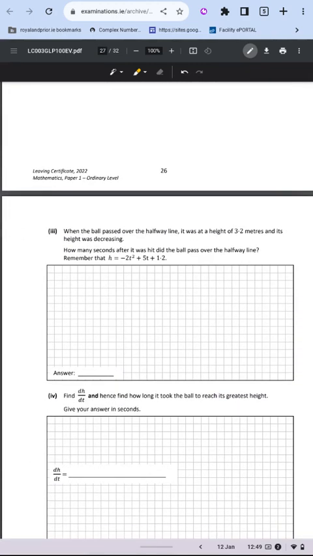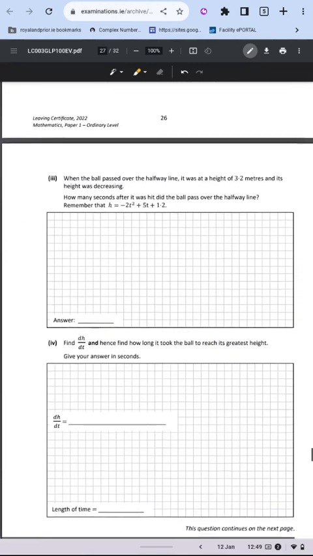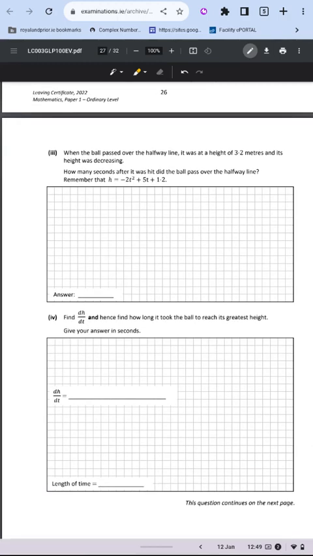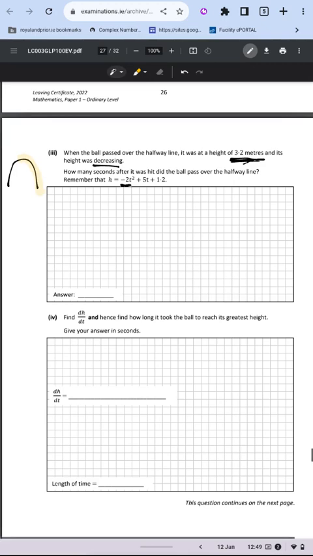Next page. When the ball passed over the halfway line, it was at a height, so not after so many seconds, we have a height of 3.2 metres. And the height was decreasing. So we see this is based on a quadratic function, and anytime we get a minus x squared or a minus t squared, it's an n shape. So it's on this second half, and it's decreasing. It's gone over the initial height, and now the ball's going down.